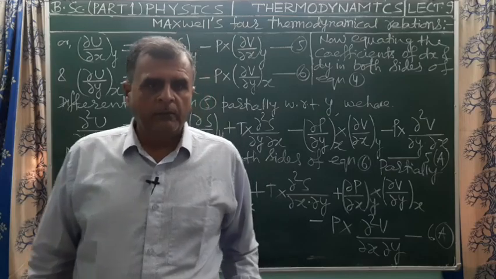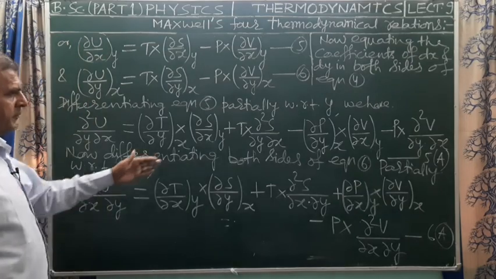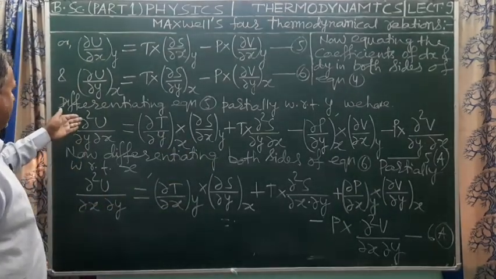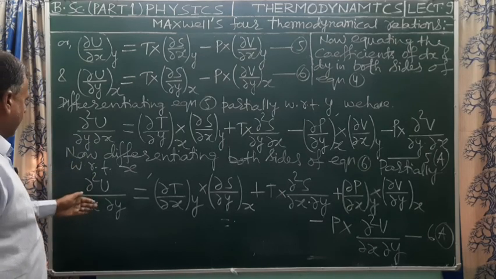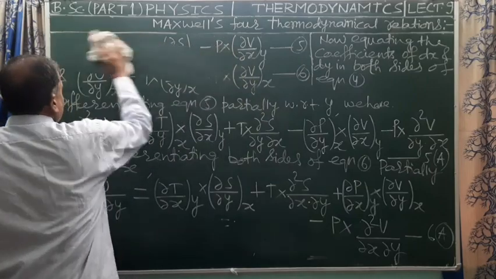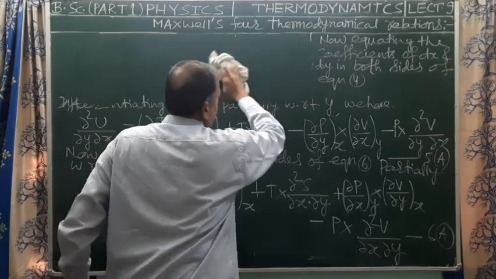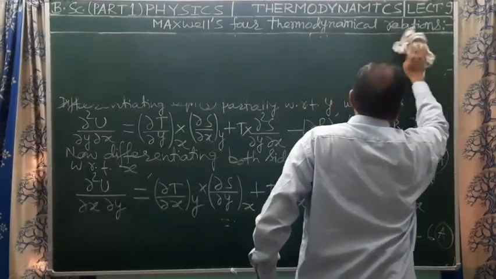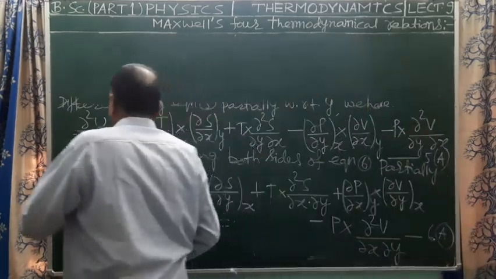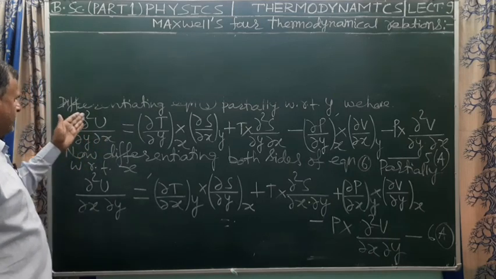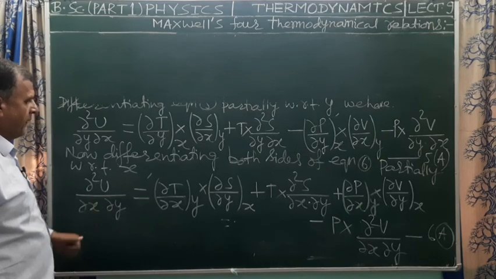Since du is a perfect differential, so we can equate both sides of equations 5a and 6a, that is del square u upon del y del x equals to del square u upon del x into del y. Since du, that is change in internal energy of the system, is a perfect differential, so we can write del square u upon del y upon del x equals to del square u upon del x into del y.